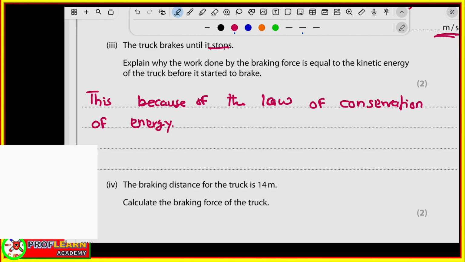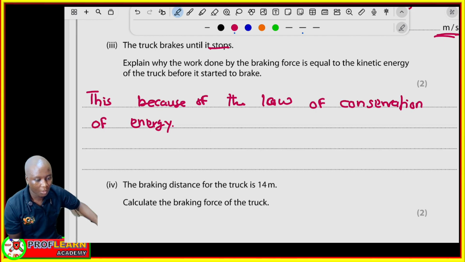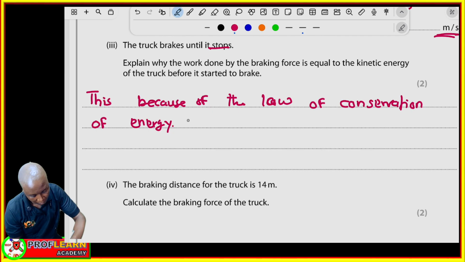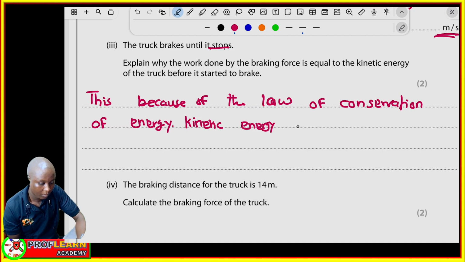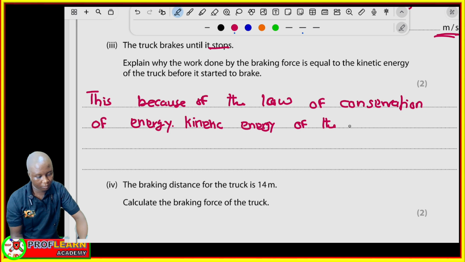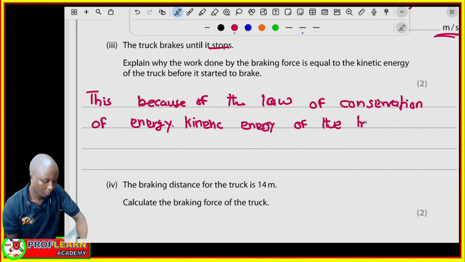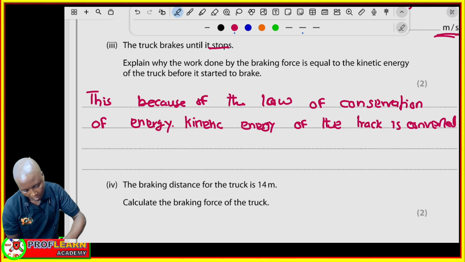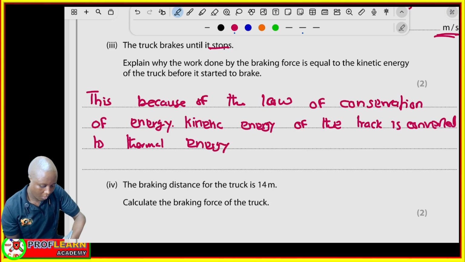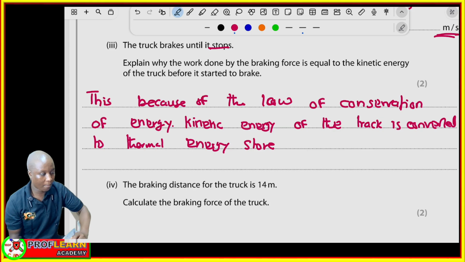So because of the law of conservation of energy, we are going to add a statement there and say: kinetic energy of the truck is converted to thermal energy store, into thermal energy store.